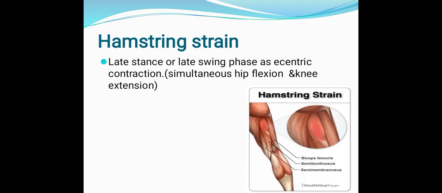Strain. Basically, two types of strain are more common. First is hamstring strain and second is groin strain. Hamstring strain. It mostly occurs during daily activities that do not require simultaneous hip flexion and knee extension during late stance or late swing phase, as eccentric contraction is present.